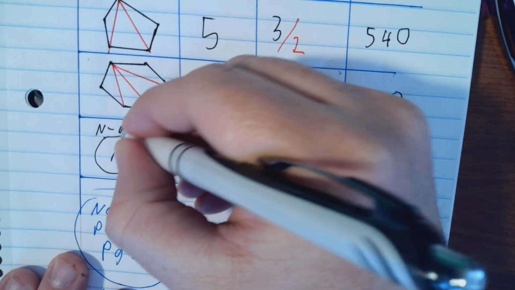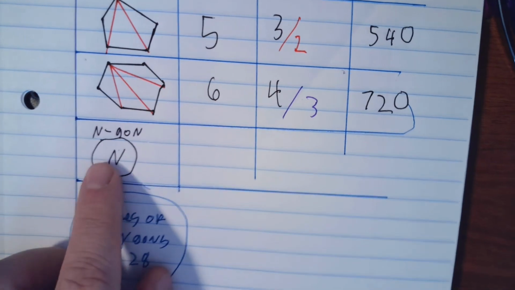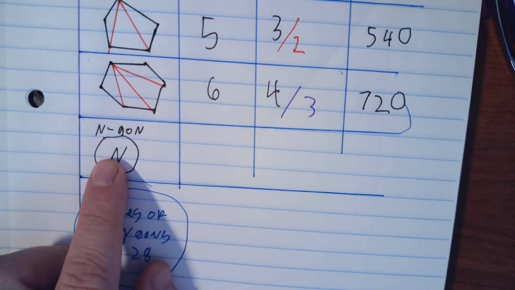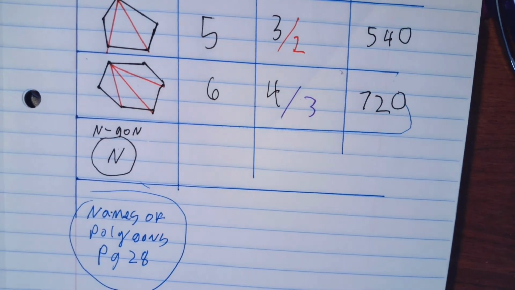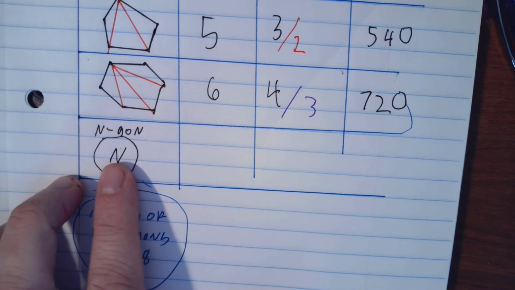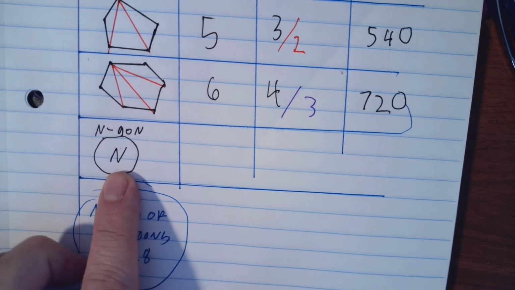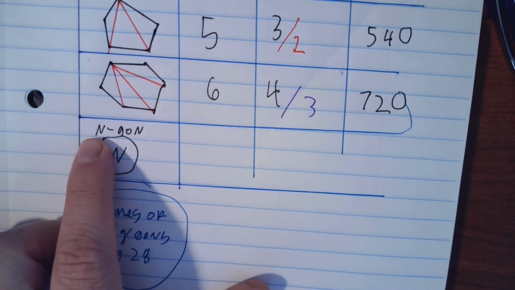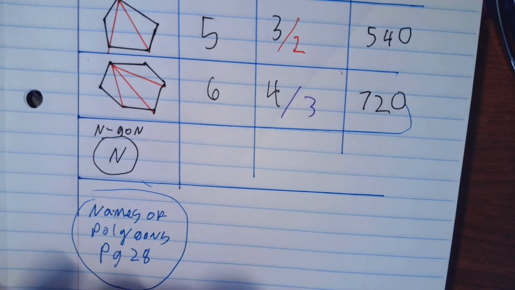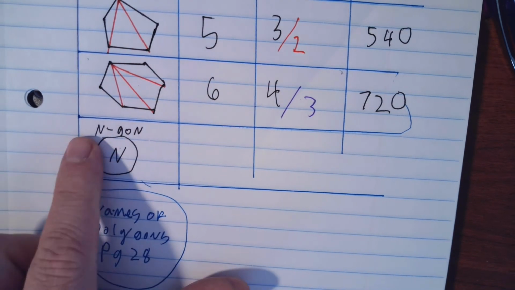An n-gon is basically what you can call something that has just a whole bunch of sides, something that you don't necessarily have the name memorized. So if it had 17 sides, we would call it a 17-gon. If it had 400 sides, we'd call it a 400-gon.